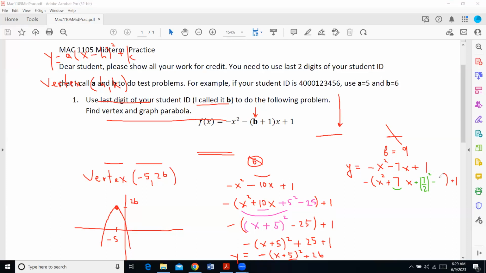Where did you get 7/2 from? I divided 7 by 2. We always do that. It's standard procedure. In the previous exercise, I divided 10 by 2. When I divided 10 by 2, it becomes 5. And 7 divided by 2 is 3.5. So whatever is with x, we divide by 2.